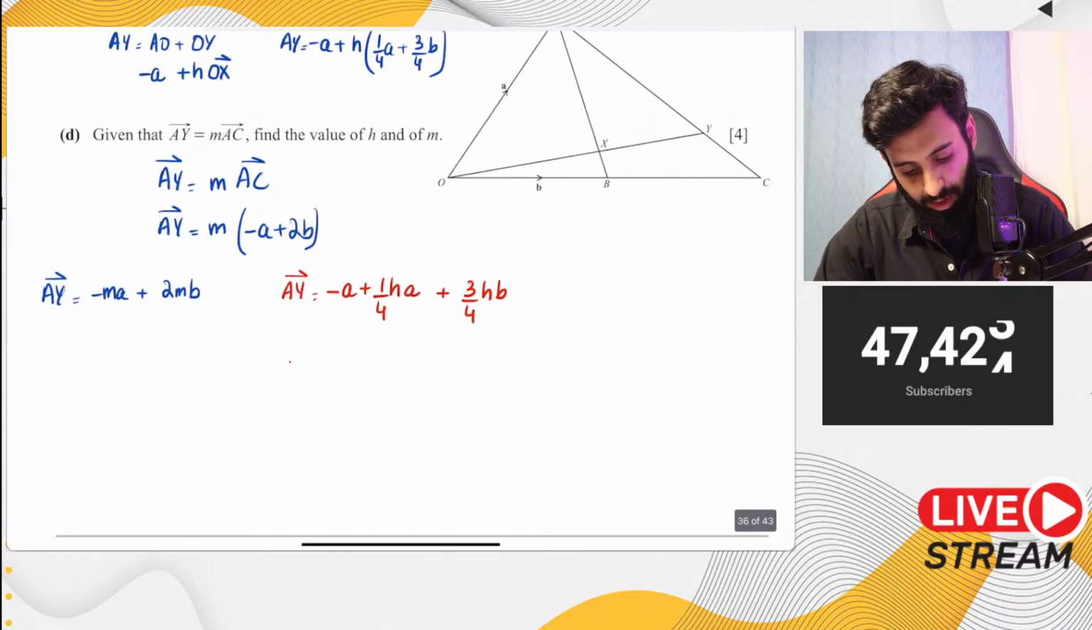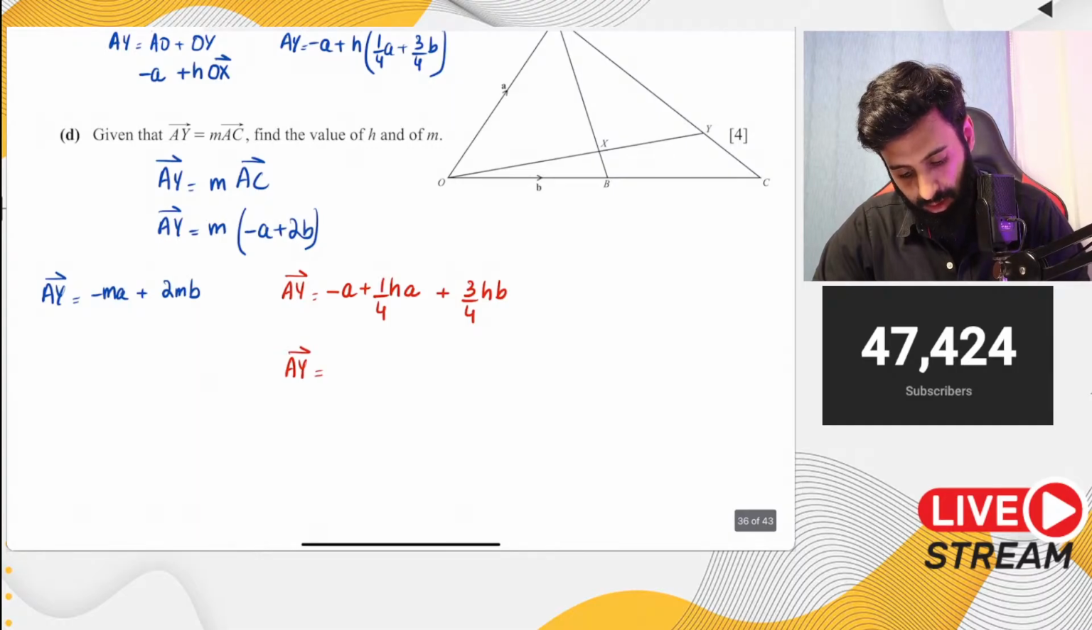Okay, now let me rearrange this and write it nicely. So if I take a common, so it's going to be... In fact, let's do one thing. First, let's write the positive value and then the negative value. Okay, so if I write the positive value first, so it's 1 upon 4 h a minus a.